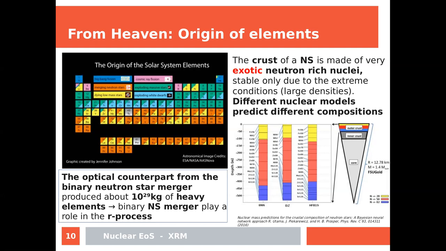And of course, depending on the composition of this crust, when you have, for example, this merging of neutron stars, a lot of these neutron-rich nuclei will be a product of this merger. And therefore, it will be important to understand, for example, the production of heavy elements, that's important for the r-process production.